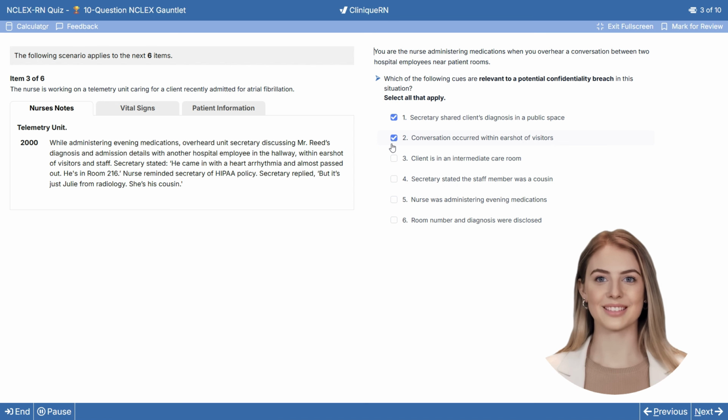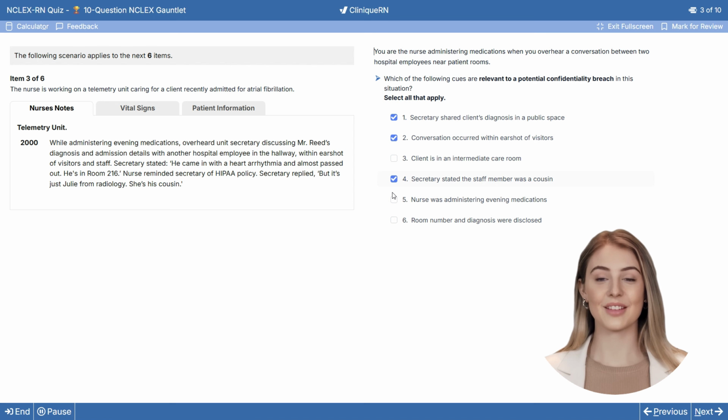4. The secretary stated the staff member was a cousin. What do you think? Does that matter? Yes, this contributes to the breach. Rationale? Family ties don't equal permission. Even relatives need explicit consent from the patient to receive medical information. The statement shows a misunderstanding of HIPAA policy, a red flag for staff education.